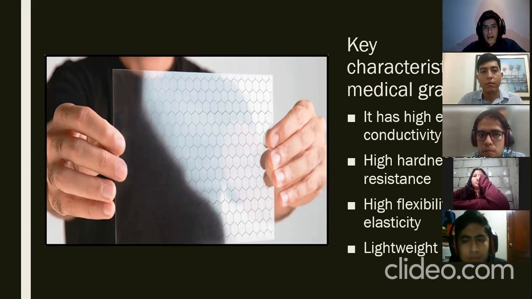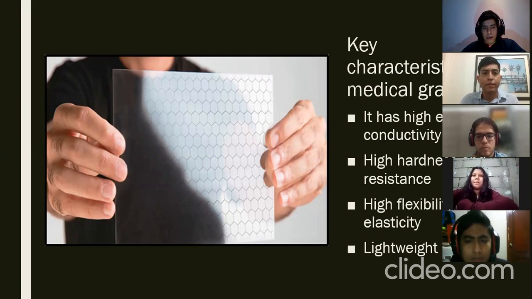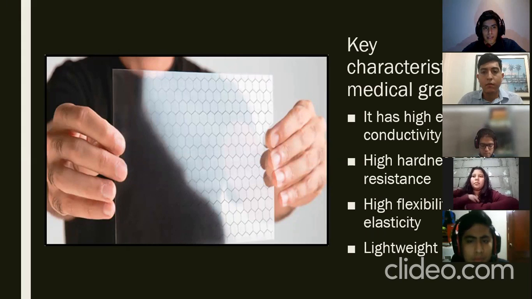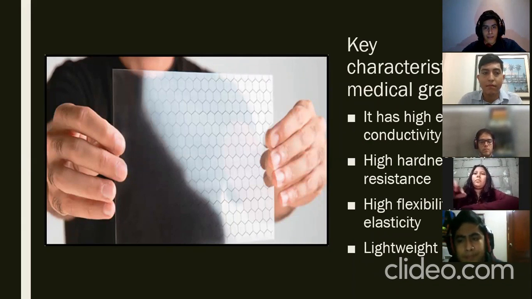Third, it has high flexibility and elasticity. This gives us a material that can be molded in many ways, and in turn, thanks to this elasticity, it increases durability and hardly breaks. And last, it is lightweight, like materials with high hardness. It does not weigh much, which gives it high versatility in its uses.